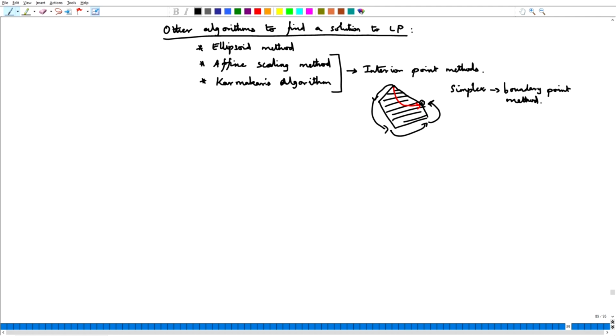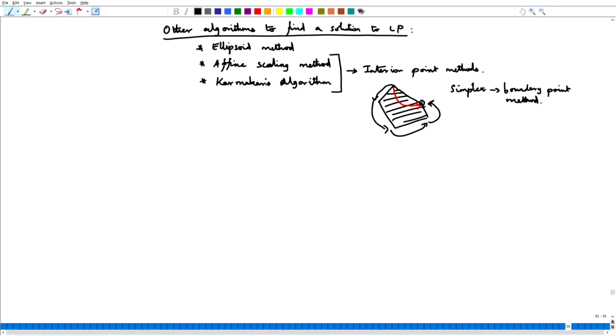You can also start from an interior point. Recall that the simplex method starts with a vertex and moves across vertices. In the affine scaling method or Karmaker's algorithm, you need not start at a vertex, you can start at a vertex also, but you can also start at an interior point. And how do the iterates traverse the feasible set? They traverse the interior of the feasible set. They do not traverse the boundary points as the simplex method did.